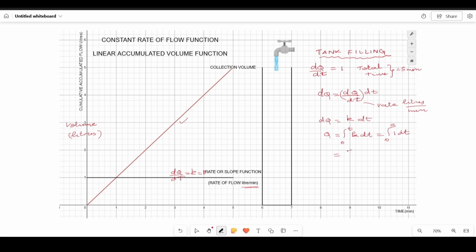I will be getting t. The integral of dt is t, with the limits 0 to 5. So I get 5 minus 0, that is 5. So 5 liters is the answer. This we have got by direct integration.